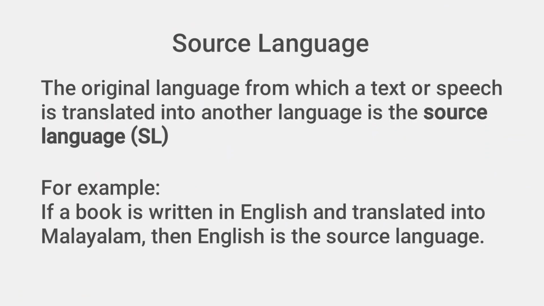Now we shall move forward with certain terminologies in translation theory. The first one is source language. It is the original language from which a text or speech is translated into another language. For example, if a book is written in English and translated into Malayalam, then English is a source language. Source language is often used in translation theory as SL. You may use the same hereafter.